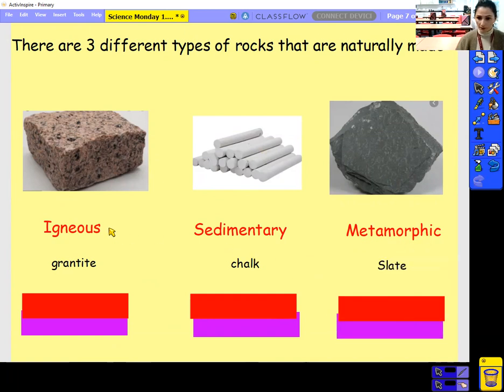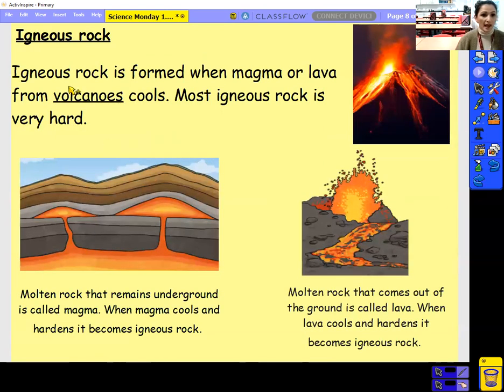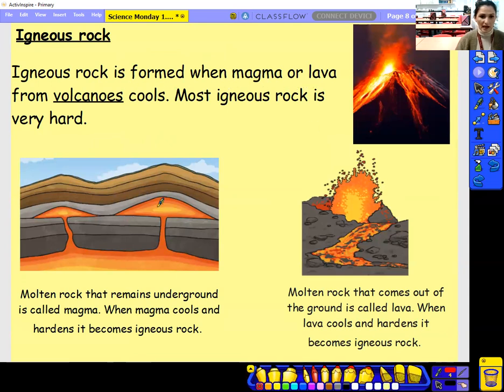So I'm going to go through these words again because these words are very important. We've got igneous, sedimentary, and metamorphic. And these are just types of rocks that those ones belong to. And we're going into more what each one is. So let's go on to igneous. So igneous rock is formed when magma or lava, so remember magma is when it's inside of the volcano and lava is when it's outside of it from the volcano.